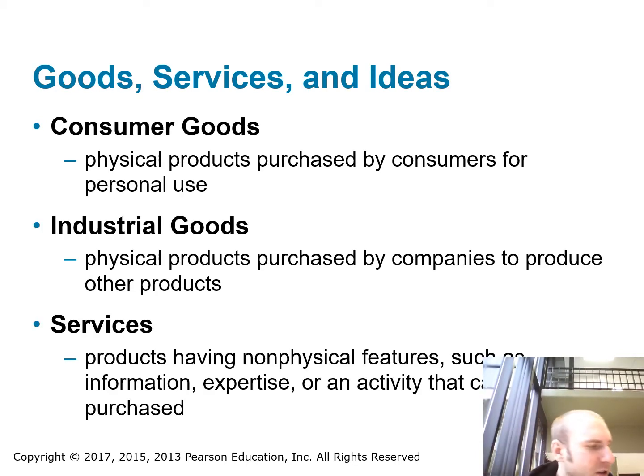Goods, services, and ideas. Consumer goods, these are things like food and phones, formally defined as physical products purchased by consumers for personal use. Okay, so you might have heard about the CPG industry, consumer packaged goods industry. Industrial goods, these are physical products purchased by companies to produce other products, and these are mostly things like machines in order to make different products. Could be different kinds of chemicals also.